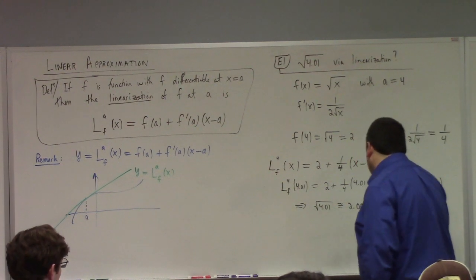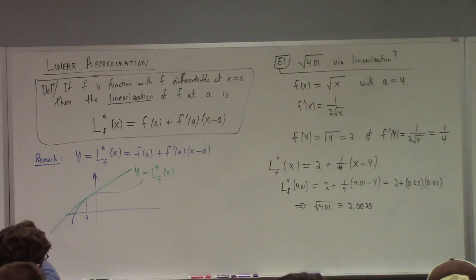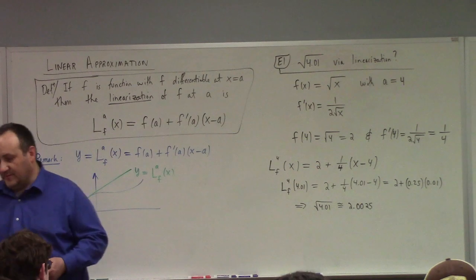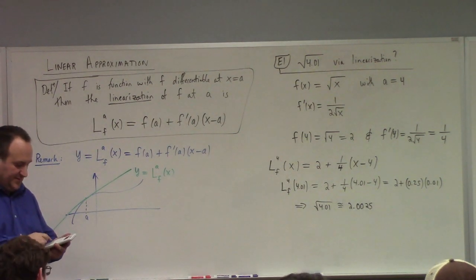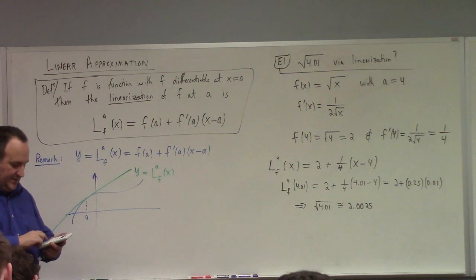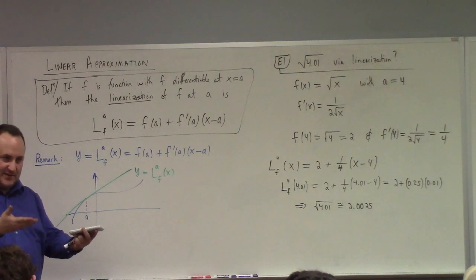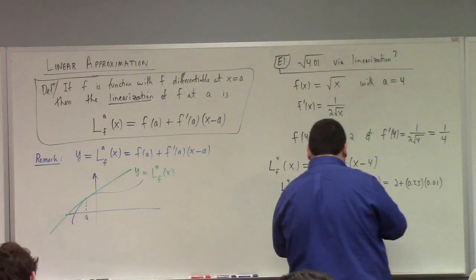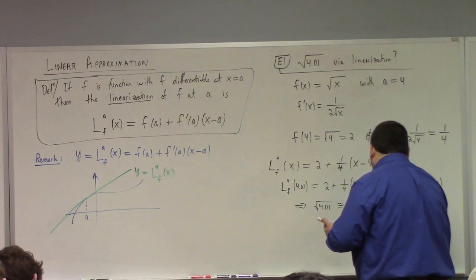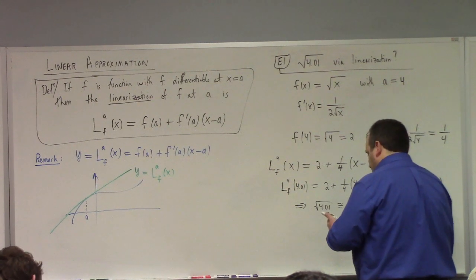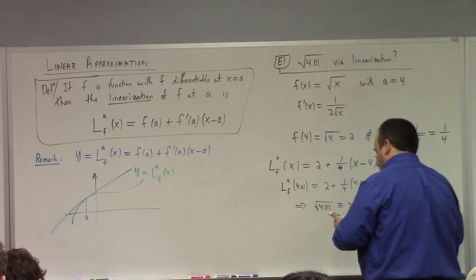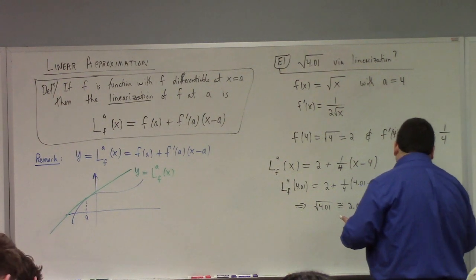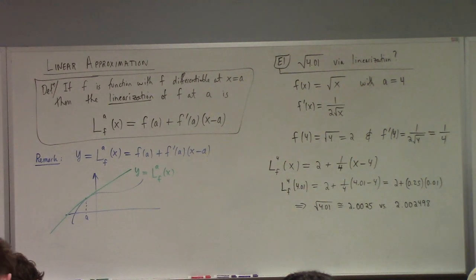2.0025, right? Now, you can compare that to the calculator answer and see how we did, as the calculator is currently not evil, right? So let's see here. So that is versus my calculator, which tells me 2.002498 and then stuff.